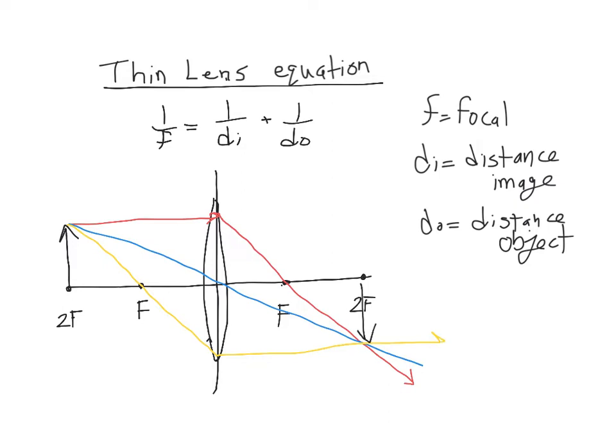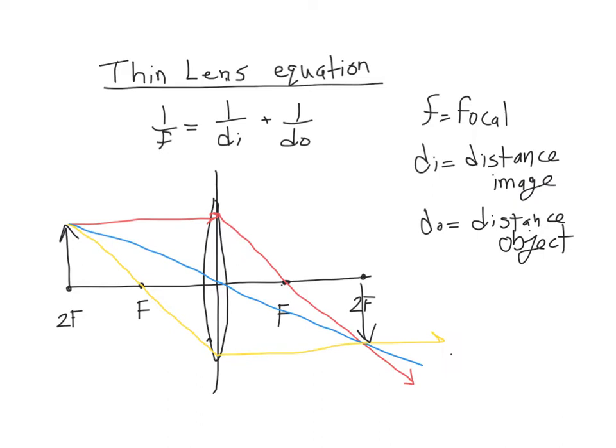Now, of course, I could state my SALT here, which is size is the same, attitude is upside down, location is on 2F, and type is real. But again, that gives us qualitative information about the image. I want some quantitative. Let's talk about some of those variables.